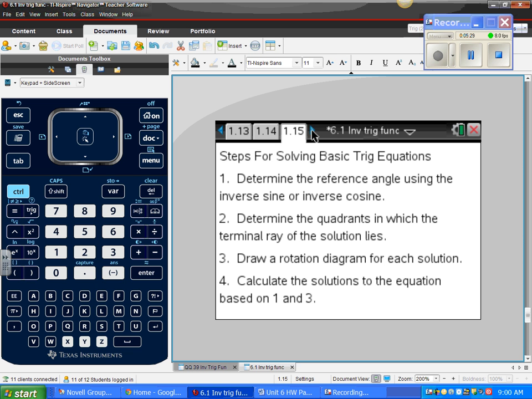All right, so here's our steps. Step 1, determine the reference angle using inverse sine or inverse cosine. Again, make sure it's the positive value. Step 2 is determine the quadrants in which the terminal ray of the solution lies. So if it's a negative, where is cosine negative? You're going to figure out your quadrants. Step 3 is to draw the rotation diagram. You don't necessarily need the rotation diagram as long as you know the rules for each quadrant.